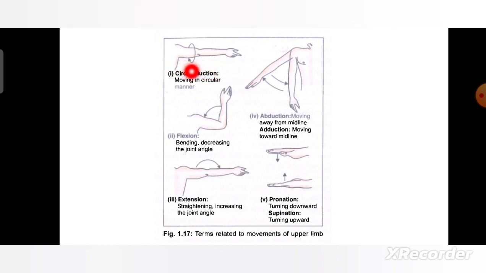This figure represents the various terms related to movement of the upper limb. So first is circumduction, that is moving in a circular manner. Abduction, that is moving away from the midline. Adduction means moving towards the midline. Flexion, that is bending or decreasing the joint angle. Extension, that is straightening or increasing the joint angle. Pronation, that is turning downwards. Supination, that is turning upwards.